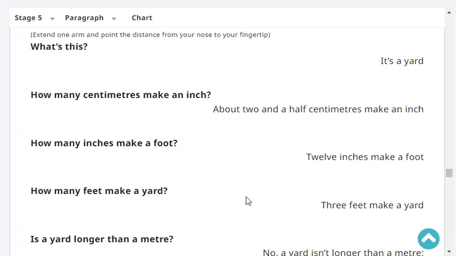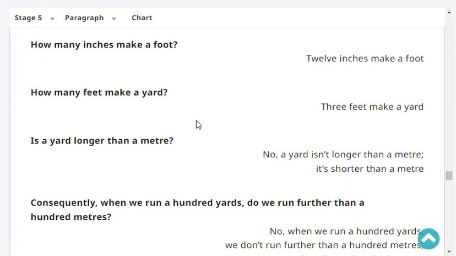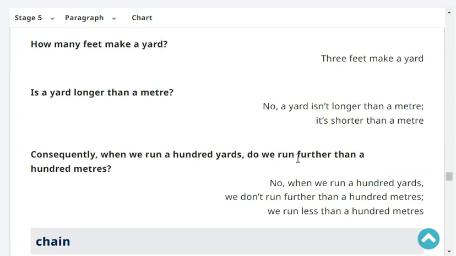How many inches make a foot? 12 inches make a foot. How many feet make a yard? 3 feet make a yard. Is a yard longer than a meter? No, a yard isn't longer than a meter. It's shorter than a meter.